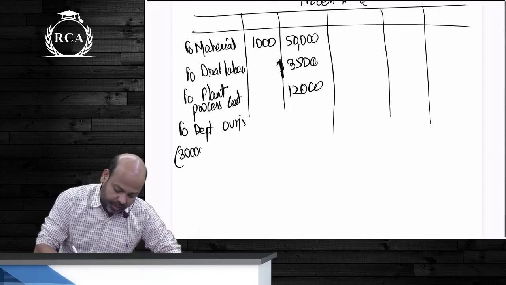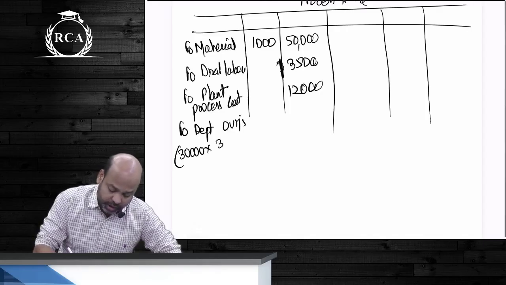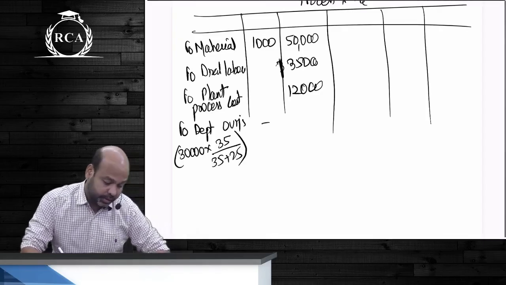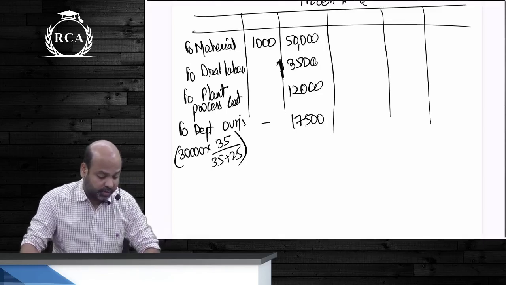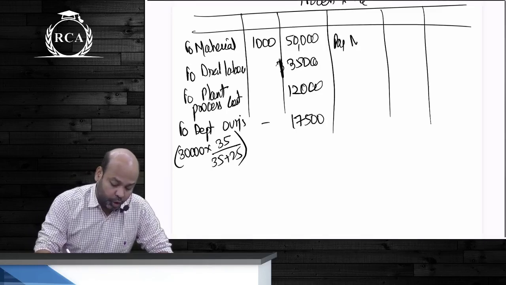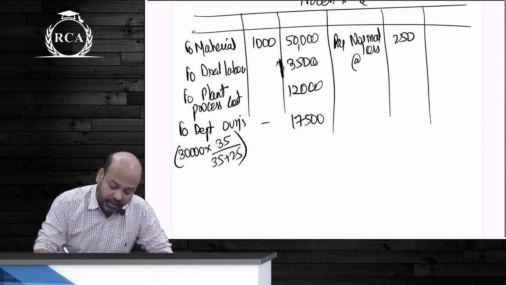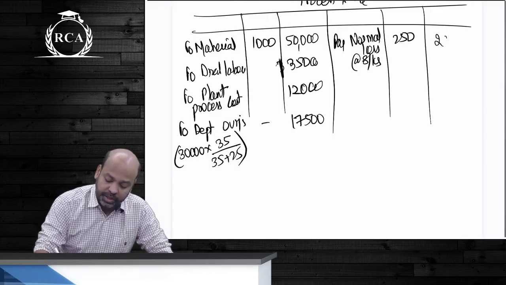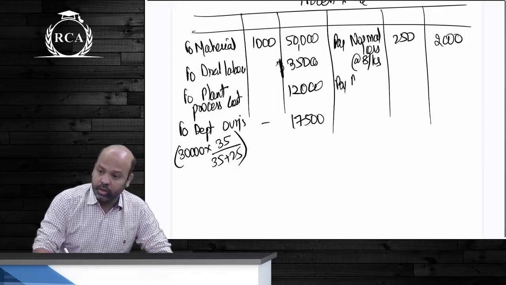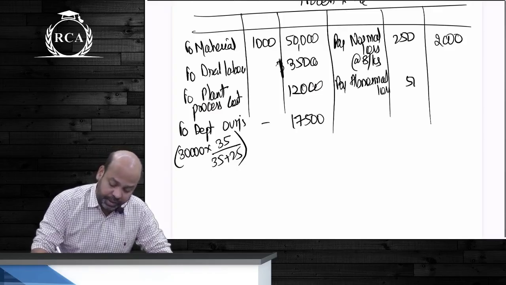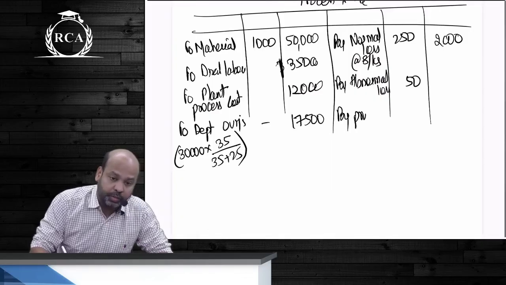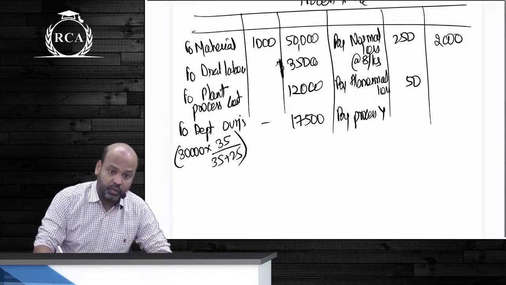The question says it should be attributed in the ratio of direct wages. So that will be 35 divided by 35 plus 25. How much is it? 17,500. That's it, right? By normal loss in the first process, we are getting a normal loss of 250 kgs at the rate of 8 rupees per kg. That will be 2,000. Then there is this abnormal loss of 50 kgs. And the entire output, guys, is being transferred to process Y.